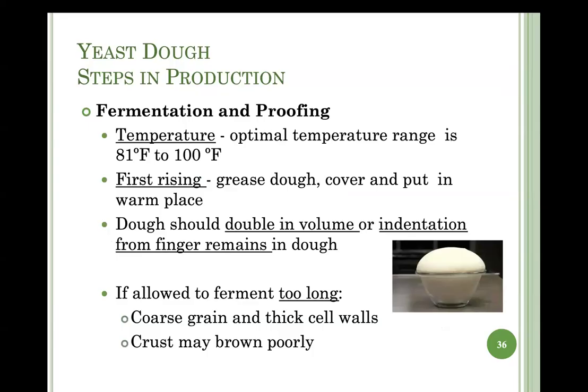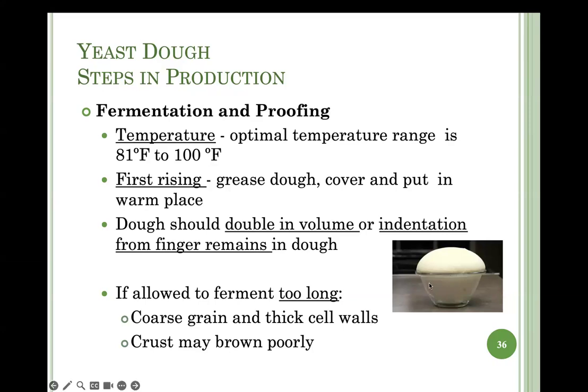Proofing, or fermentation. We're letting the yeast do its thing. The optimal temperature for fermentation is 81 to 100 degrees. In class, we only proofed once. Typically, you would do this two times, but we just didn't have enough time in class. We still got a really good product there.